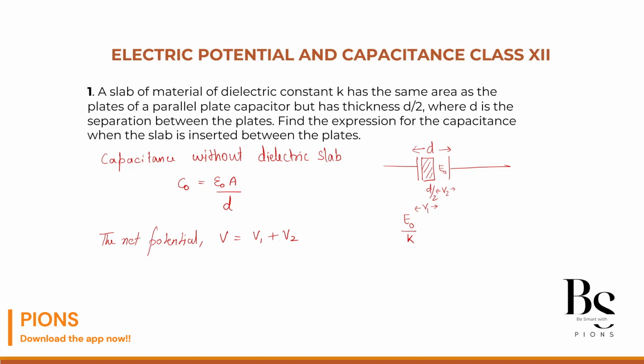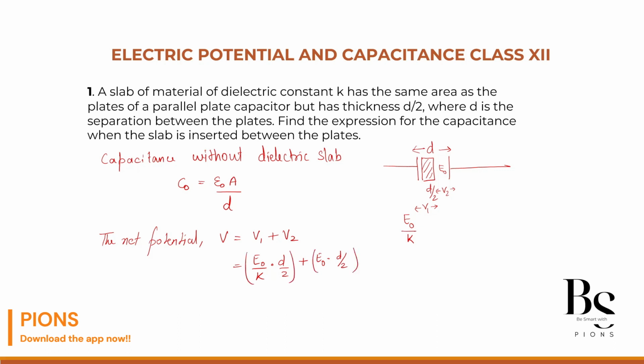So what is V1? V1 here is the electric field E naught by K into the distance along which the electric field is there, so electric field into distance d by 2. Let me remind you, electric field into distance is nothing but voltage or potential difference. Plus, what is V2? V2 is the electric field E naught into the distance. If this is d by 2, the remaining distance will also be d by 2. This will be our V2.